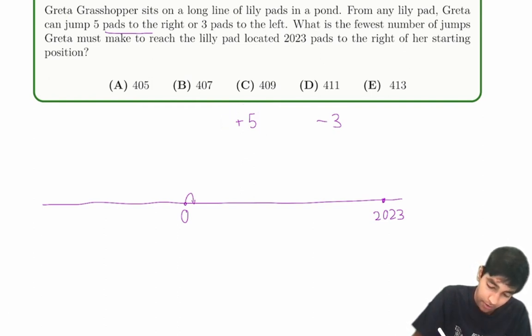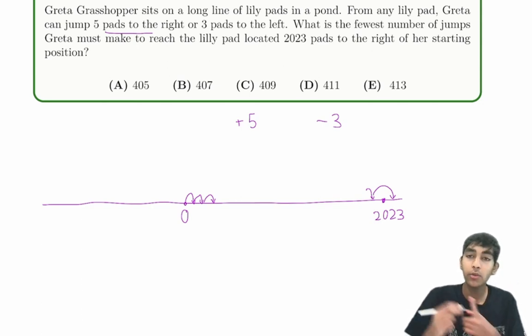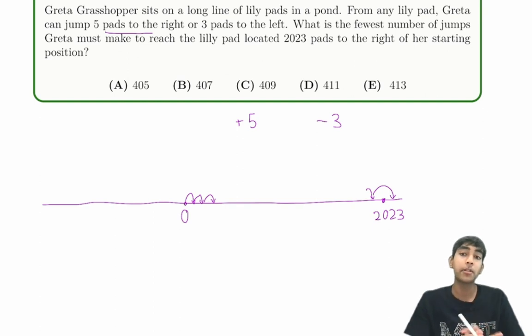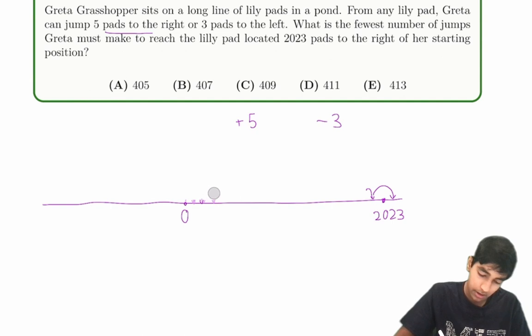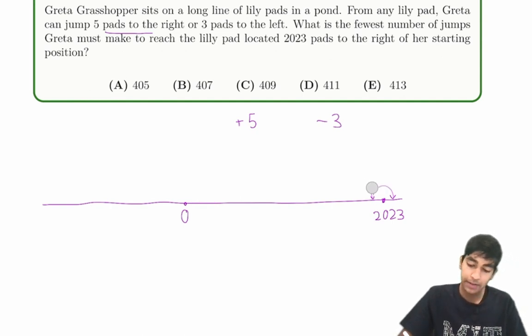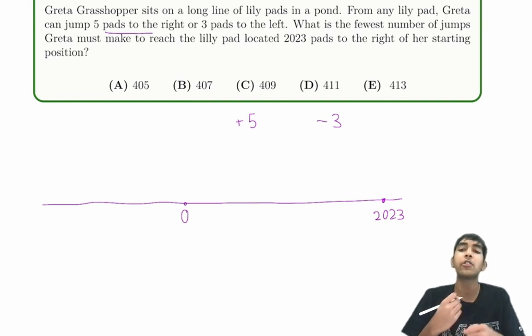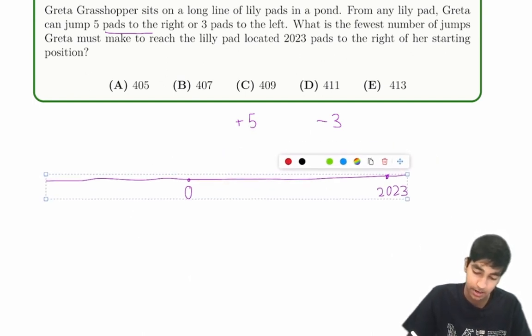But the thing is, what happens if we only have plus 5 jumps? We'll go to 5, then 10, then 15, then so on, then 2020 eventually, then 2025. Oh, so we'll skip over 2023 if we just take plus 5 jumps. So we need some minus 3 jumps so that we can land exactly on 2023. But even though we need some of these minus 3 jumps, we want to take as few of them as possible, just the bare minimum amount so that we can reach 2023. So we minimize the number of jumps needed.